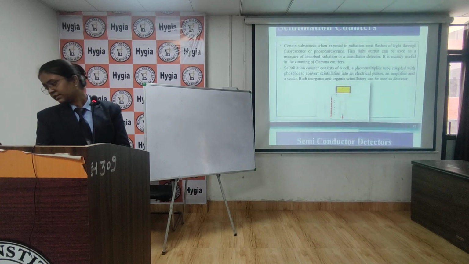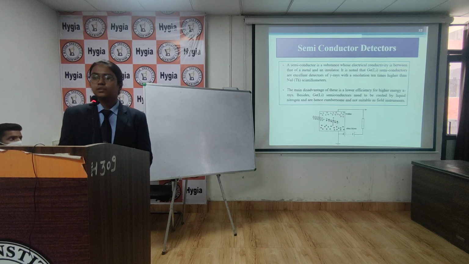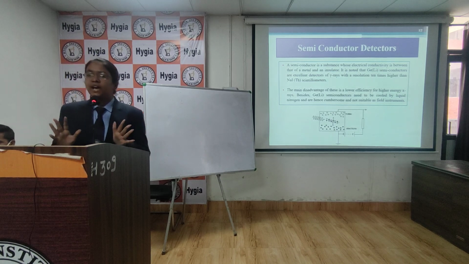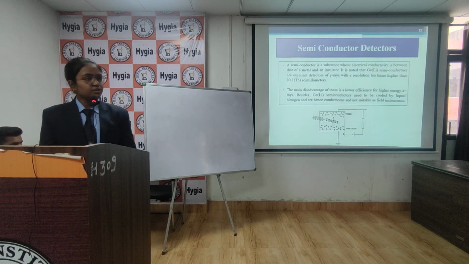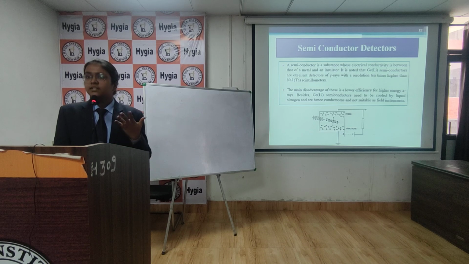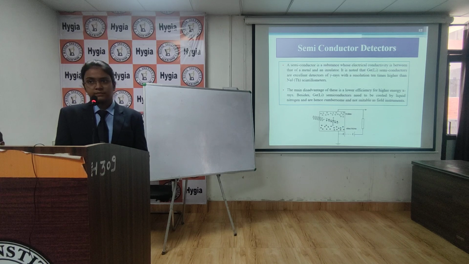Then we have semiconductor detectors. We know that semiconductors are substances whose electrical conductivity lies between that of a metal and a non-metal. We have two examples of semiconductor detectors, that is germanium lithium and sodium iodide thallium detectors. The germanium lithium detectors are usually more productive since they are able to measure gamma rays with 10 times more resolution than sodium iodide thallium counters.